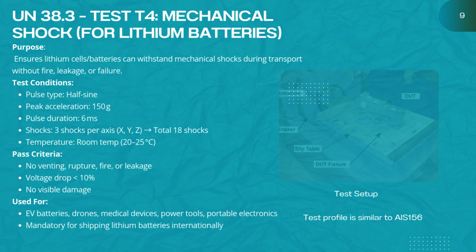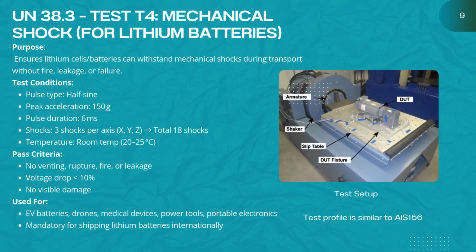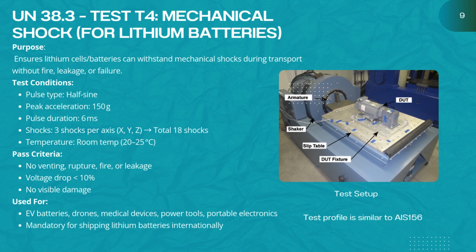UN 38.3 test is also for batteries like in AIS 156, as it applies to lithium batteries commonly used in EVs. UN 38.3 focuses on verifying that these batteries can safely endure mechanical shocks during storage and international transport. As shown in the image, the battery, called the DUT, is mounted securely on a shock testing table, which delivers controlled shock pulses. The test uses a half-sine pulse with 150 G peak acceleration and 6 millisecond duration, applying 3 shocks per axis, X, Y, and Z, 18 shocks in total, at room temperature 20 to 25 degrees Celsius.